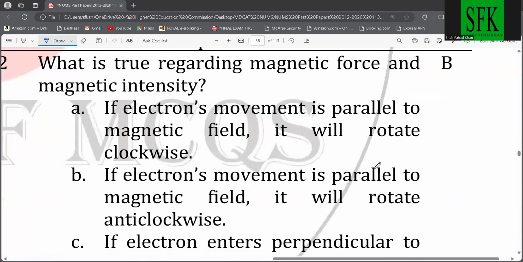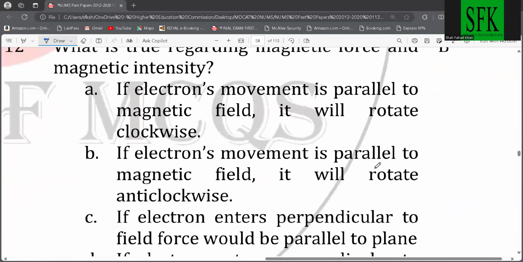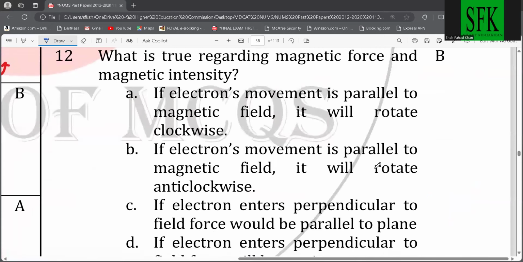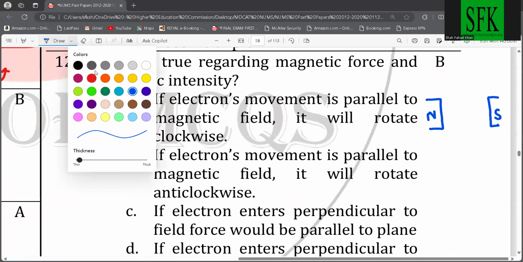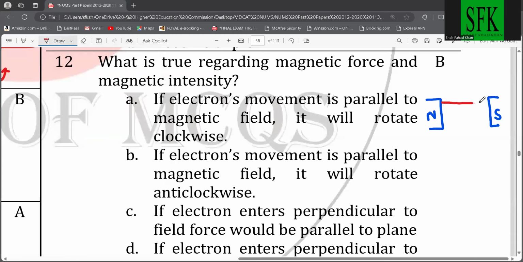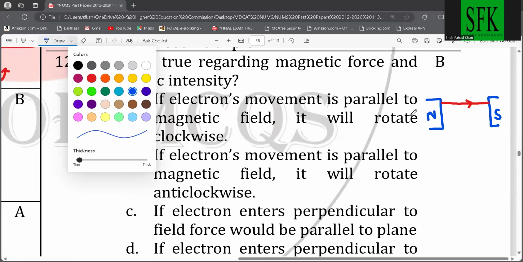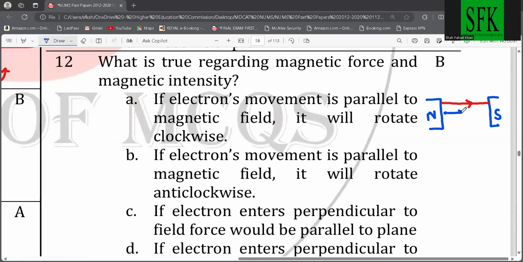What is true regarding magnetic force and magnetic intensity? So if electrons movement is parallel to the magnetic field, it will rotate clockwise. Let's just try drawing this out. If let's say this is the north pole of the magnet and this is the south pole of the magnet, okay? And electrons are entering. This is the direction of the magnetic field. Now, if electrons move in the same direction over here as the magnetic field, what happens? How do you calculate the force exerted on the electron? The formula is F equals qvB sine theta.